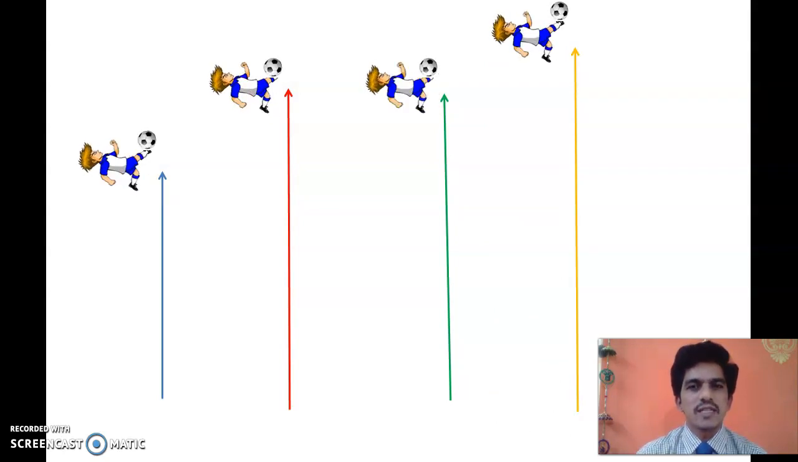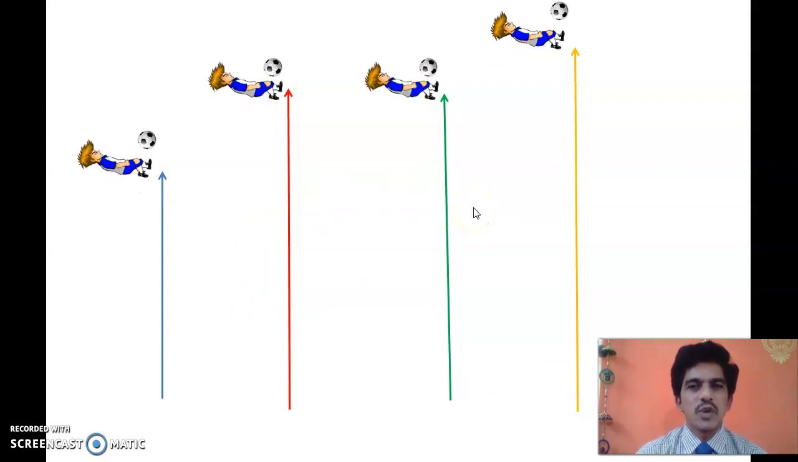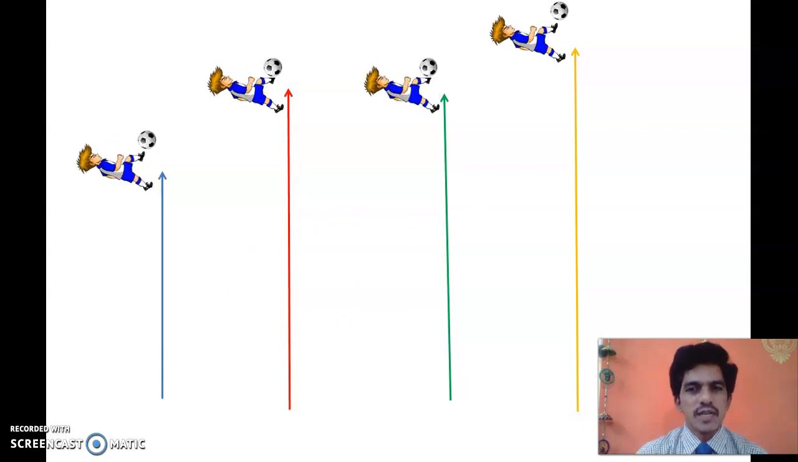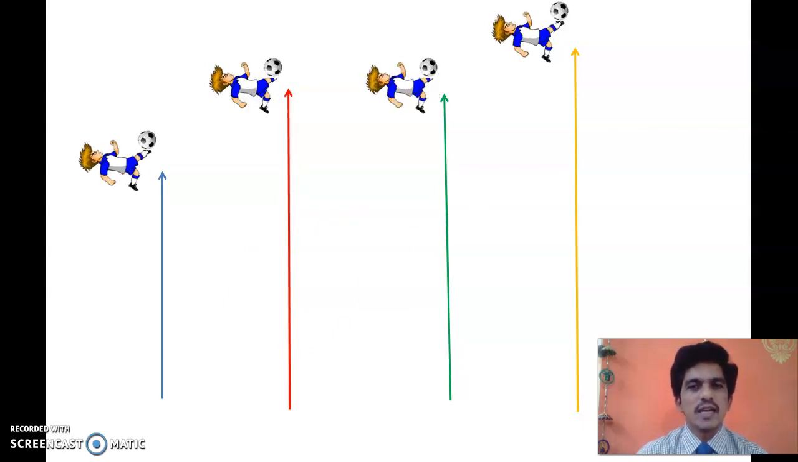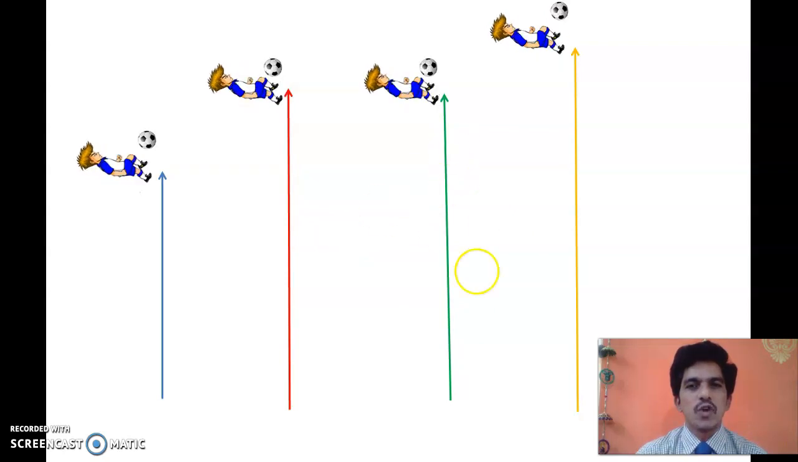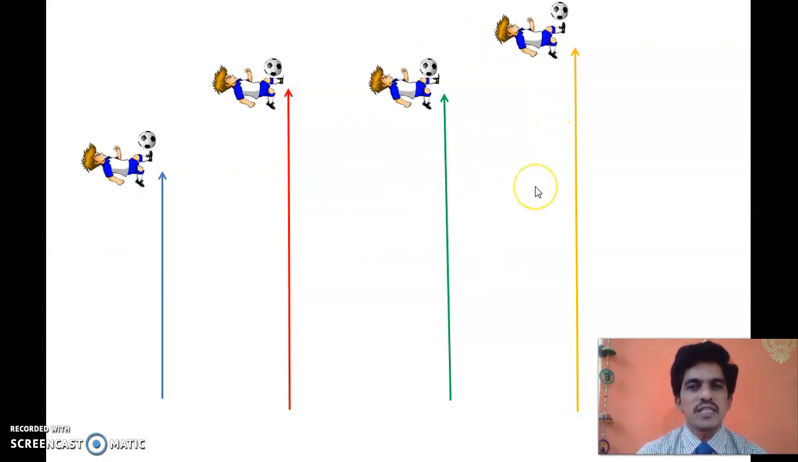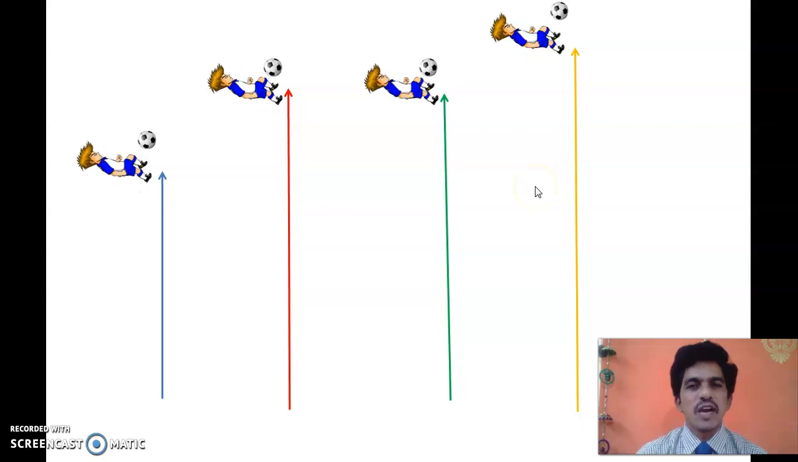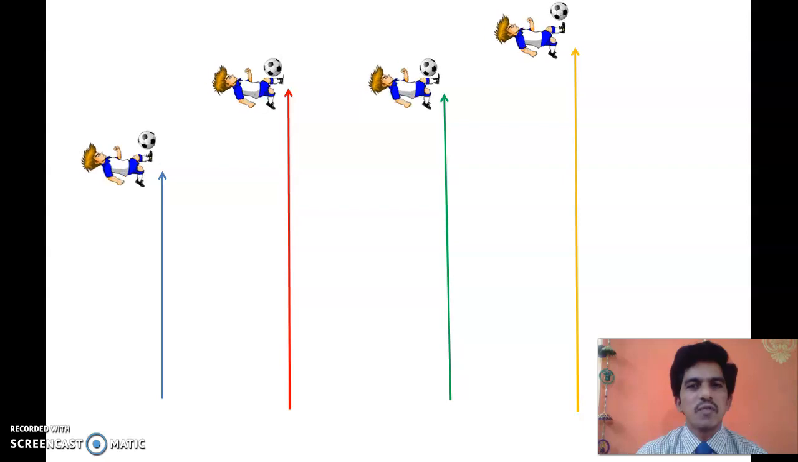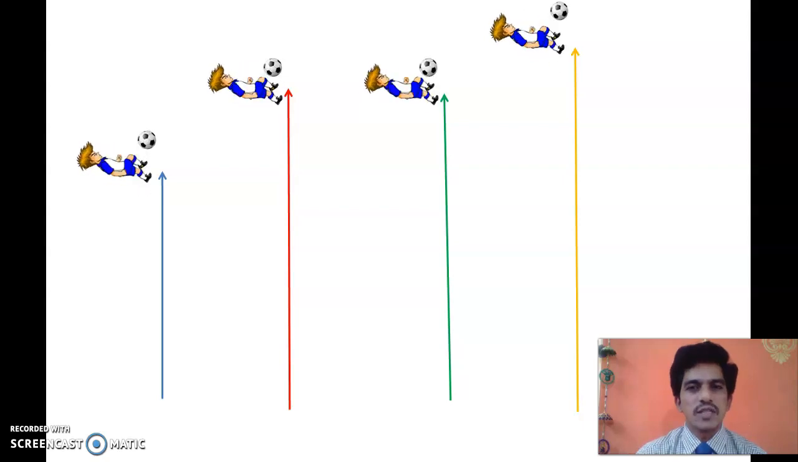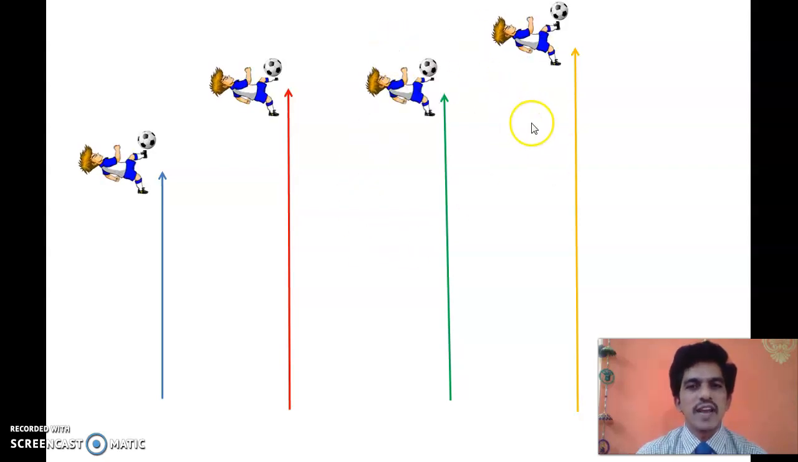Just by looking at this, which boy has kicked the ball more? Yes, the yellow color line is longer. Now if you want to know the distance between their initial position and the final position, that is the distance traveled by them, what is the formula you have to make use of? Yes, you have to find the difference of their y coordinates because these rays are parallel to the y-axis.